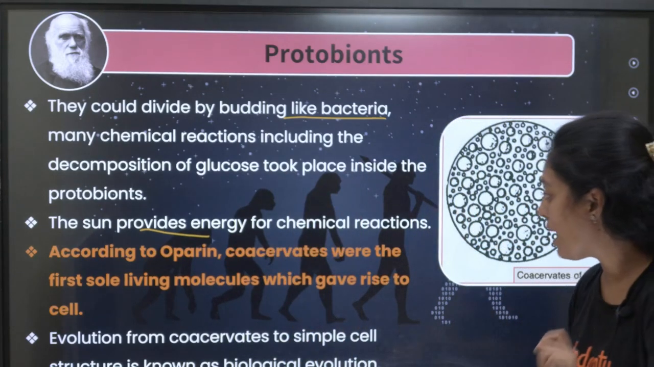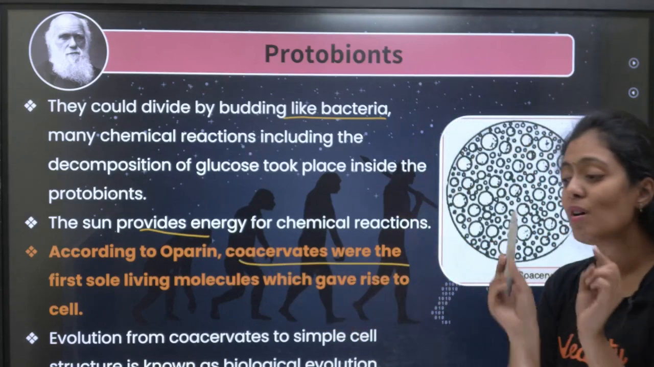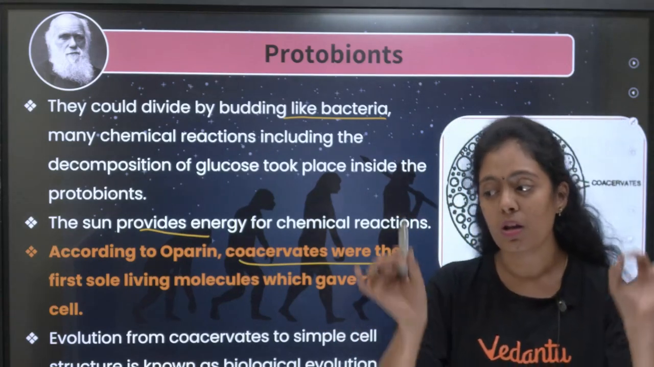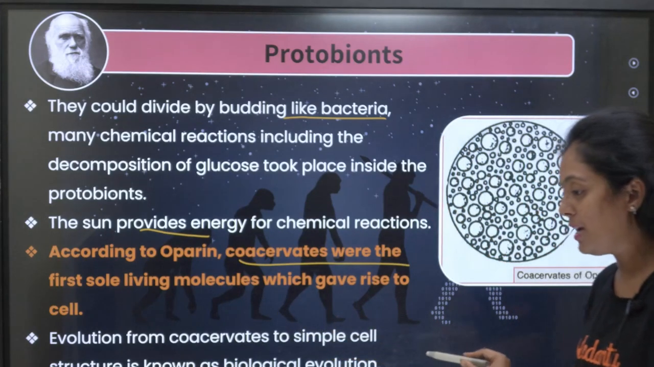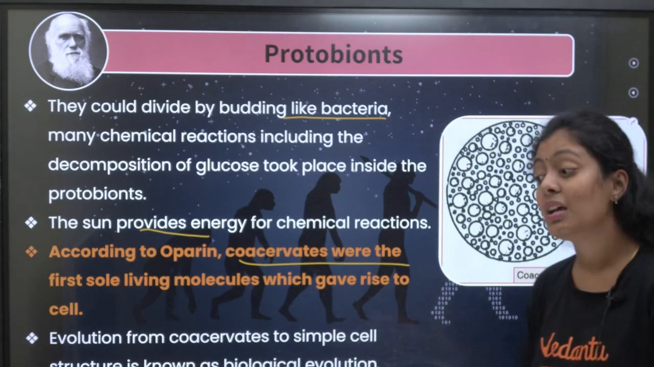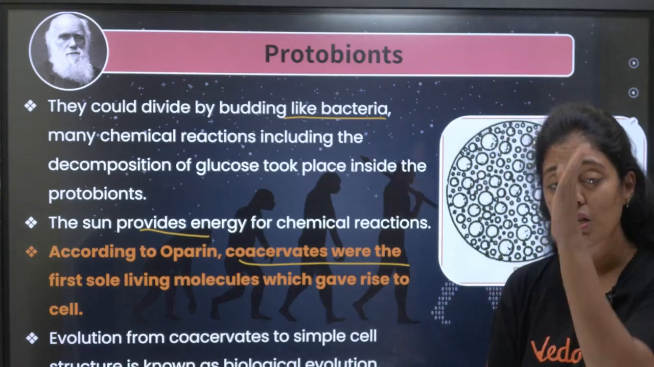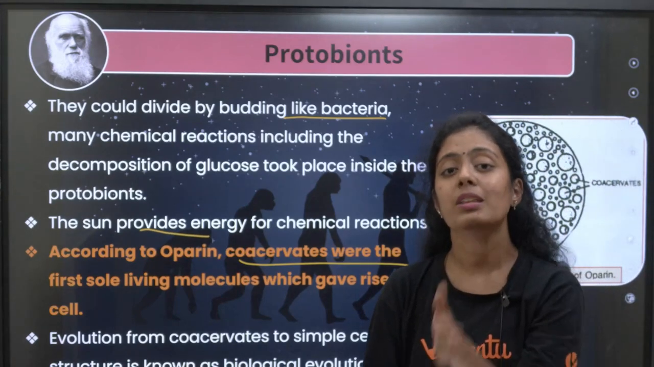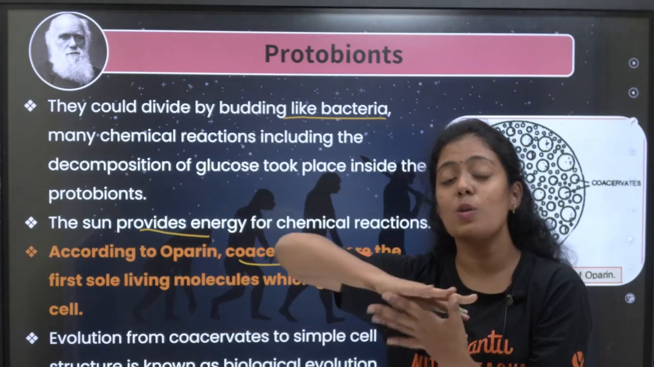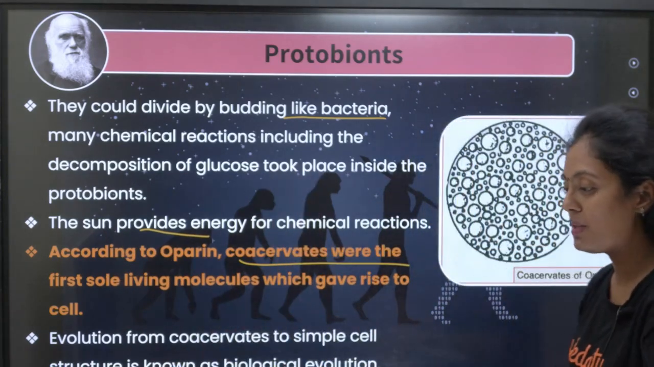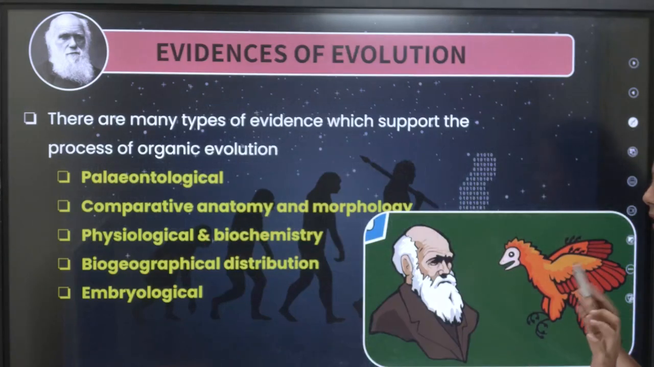So according to Oparin, the coacervates were the first living molecule which gave rise to the cell. Okay. Evolution from molecules to coacervates is called chemical evolution. Coacervate to simple cell structure is called biological evolution. Students, this is a very, very important point.